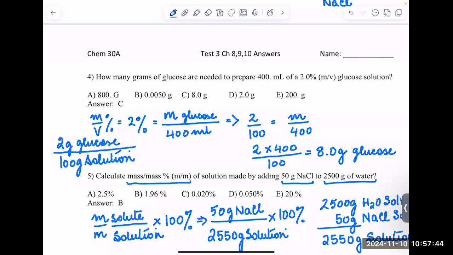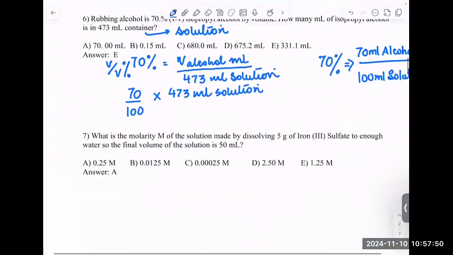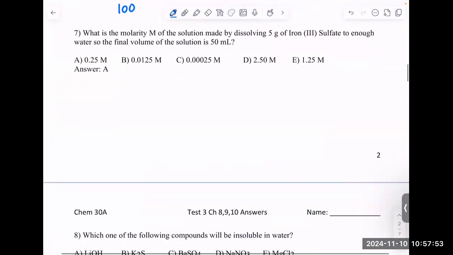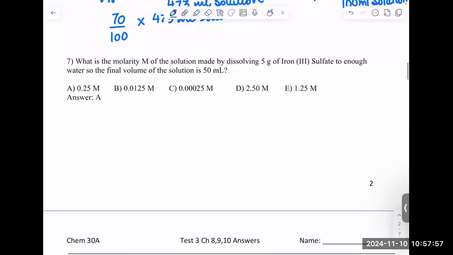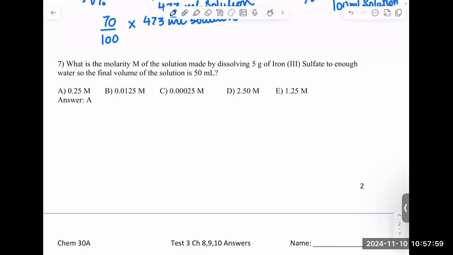Okay, this is what 2% means. Meaning of 2% is that. All right. Next is, what is the molarity of a solution made by dissolving 5 grams of iron 3 sulfate in enough water to make the final volume of the solution 50 ml.